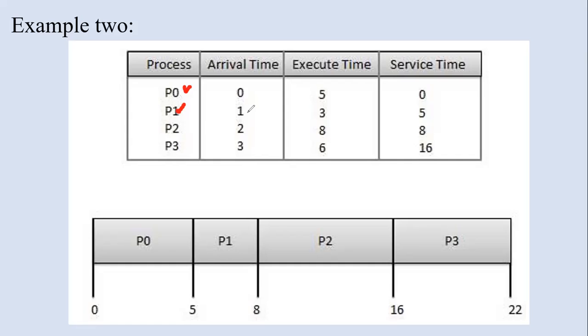Process 1, arrival time is 1. Execution time is 3. And service time is 5. Process 2 arrives at time 2. Execution time is 8. Service time is 8. Process 3, arrival time is 3. Execution time is 6. And service time is 16.